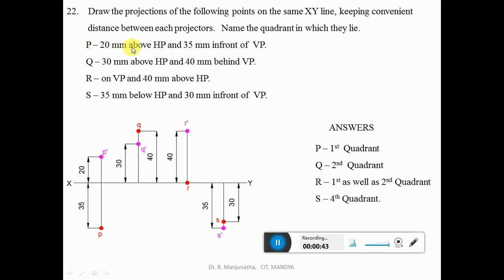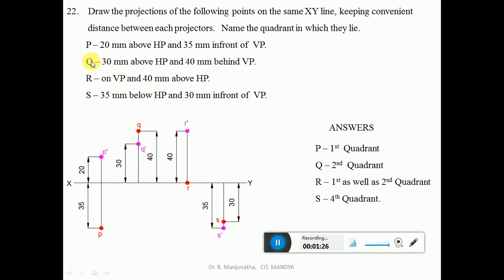First, P is 20 mm above HP and 35 mm in front of VP. So the condition is above HP and in front of VP, so the point lies in the first quadrant. In the first quadrant, above HP will always come above the xy line and in front of VP will always come below the xy line. So from this point you measure 20 mm above HP, that is the front view, which will be above the xy line. You mark this point and write small p dash. And 35 mm in front of VP will come below the xy line. From the xy line you measure 35 mm and mark this point, which is small p. Then show the dimensions 20 mm and 35 mm. So capital P lies in the first quadrant.